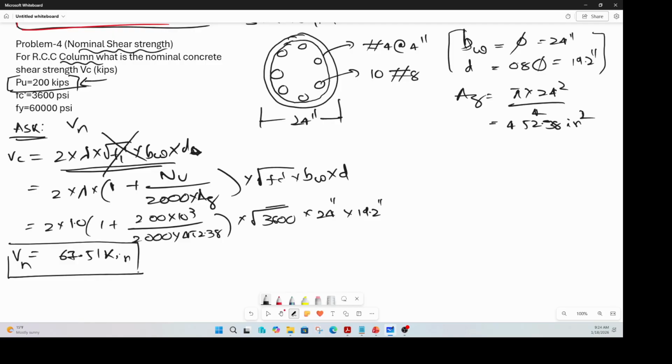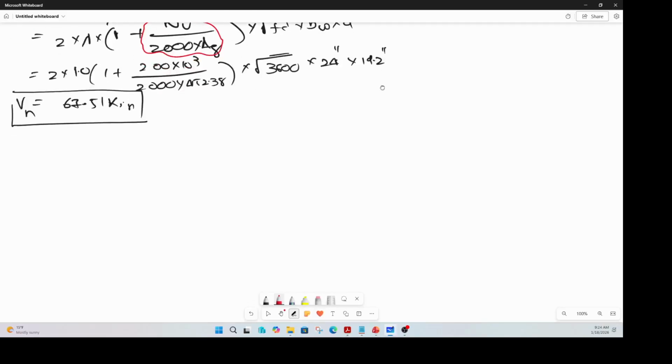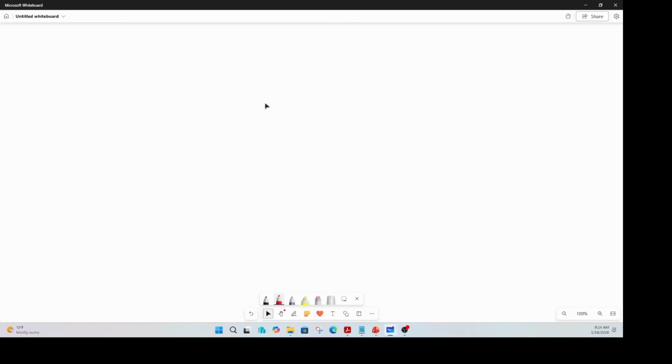Okay, so simple example, but then demonstrating the importance of capturing the effect of the axial load on your shear strength. They were asking for nominal concrete shear strength, so we are talking about only Vc here. Okay, let's go to the next problem.